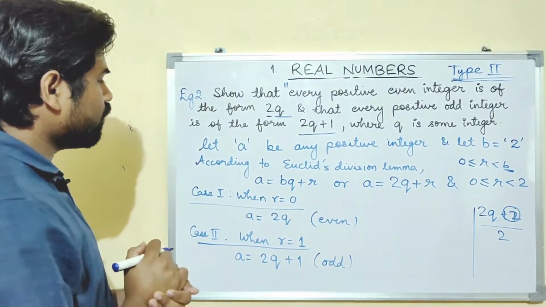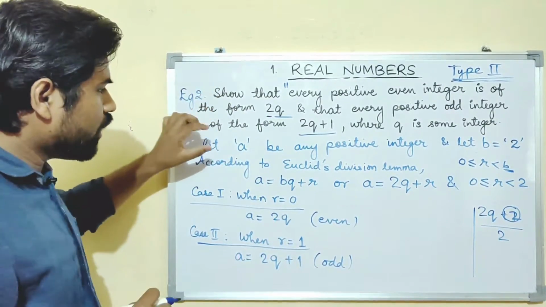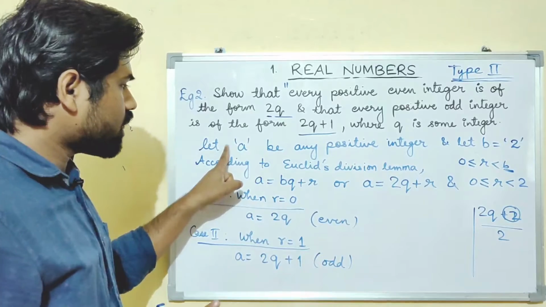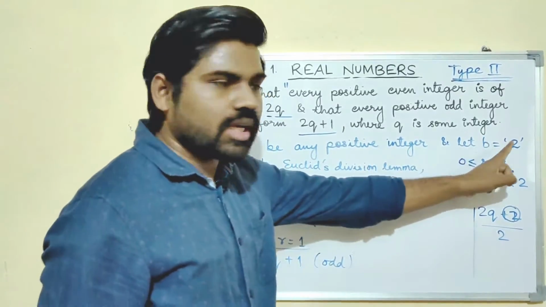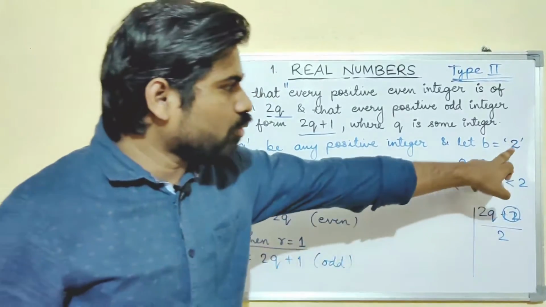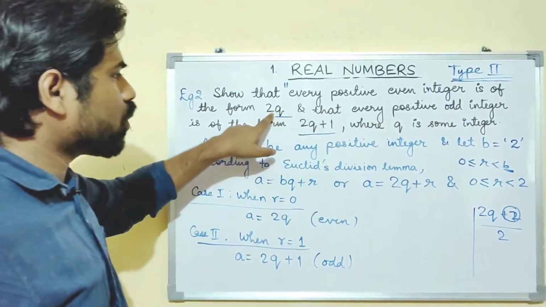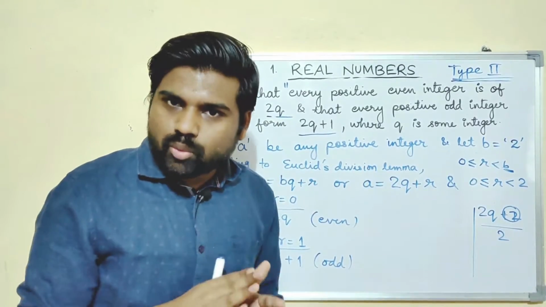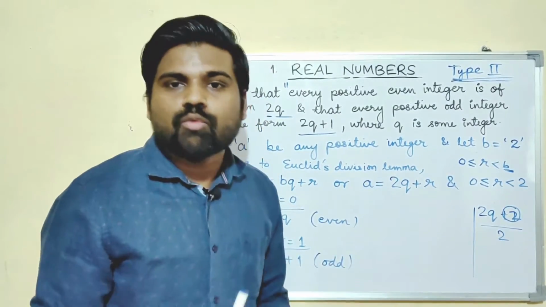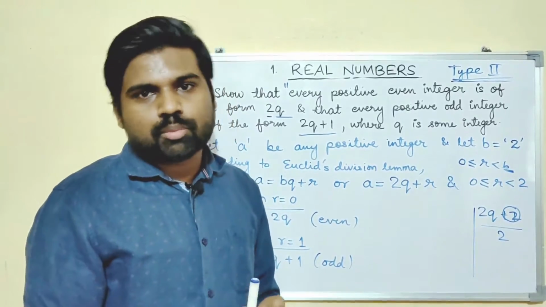Okay, let us see what we have done. We took two numbers. Let a be any positive integer and let b equals 2. Where did this 2 come from? It came from the coefficient of q. I think you might not be able to understand it with one question. We'll discuss another question, then you will come to know.